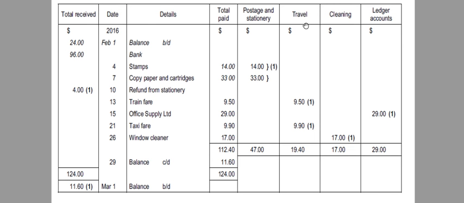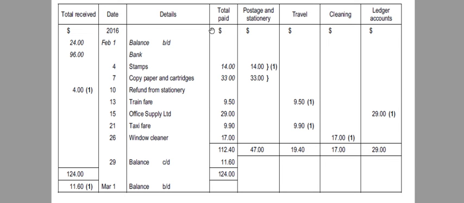Now what you see here is the completed petty cash book. So let's see the columns one by one. On the left side, there is total received, and then there is date, and there is details. You can write the date first, and then details, and then total received. It's okay. Again, the order is not important.